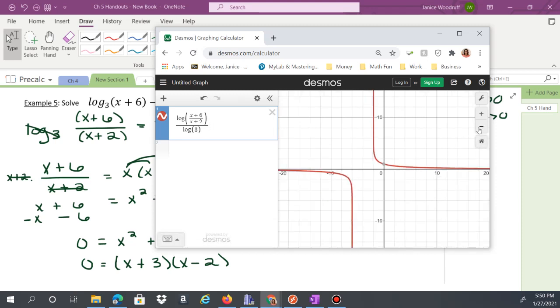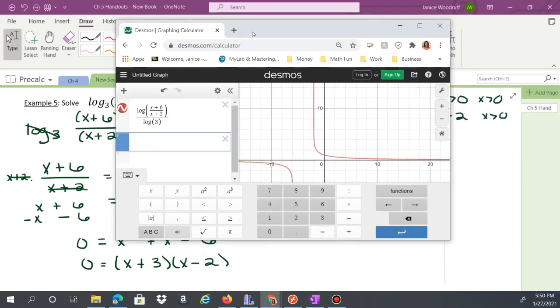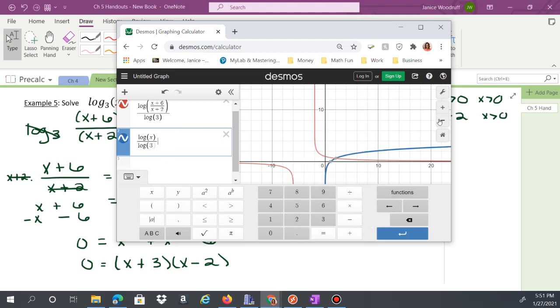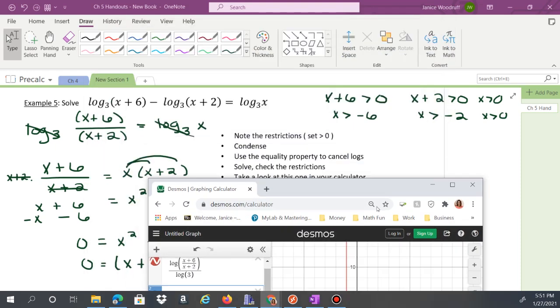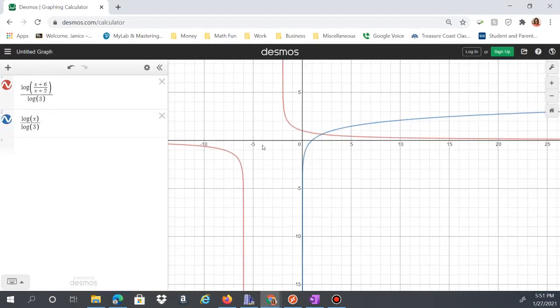All right, so that is this graph. And then we got another one, which was log x divided by log 3. All right, so our answers are x equals negative 3 and 2. If I look at this graph, there's negative 3, and that is nowhere to be found on this graph. Okay, so there's x equals 2, and that's where it actually intersects at that point. So that is the solution that I want.